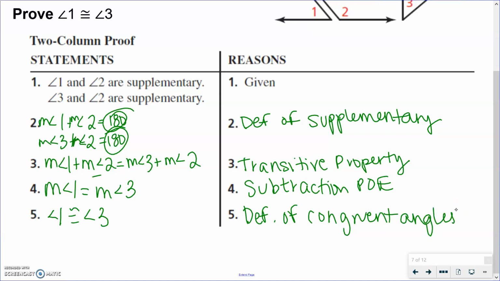Okay, and that's because they have the same angle measure, which means they're congruent, or the same. Okay, so we've proved the statement. That proof statement should always be your very last statement in your two-column proof. And then your reason is how you got there, that last step.